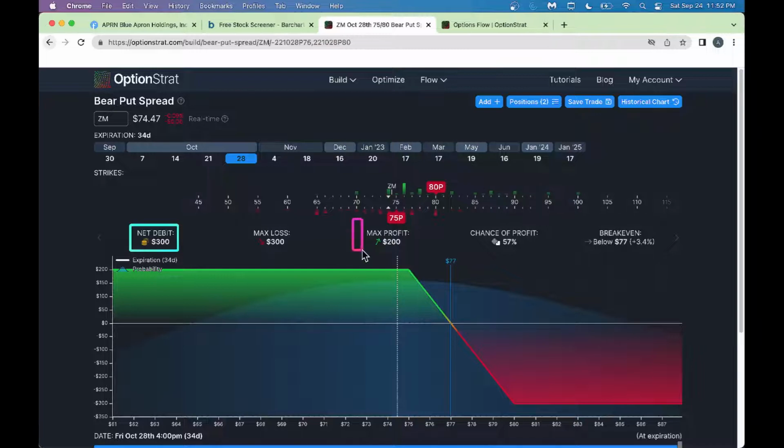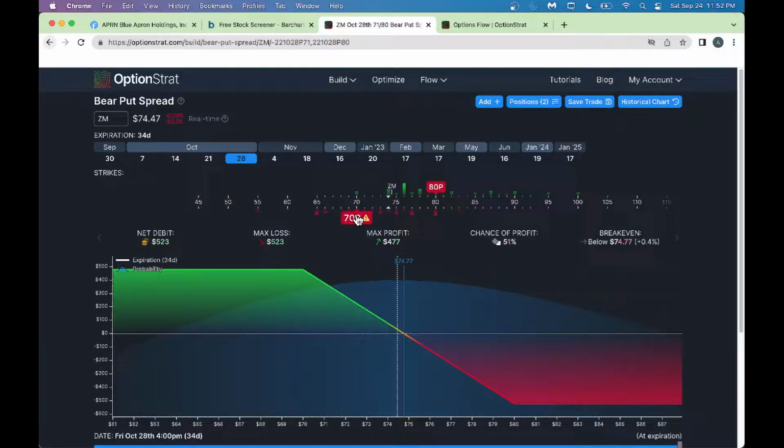Max profit is $200, as you can see here. Max loss is the entire money that you paid, as you see here. To make it a little bit more meaningful, instead of 75 here, you could even do $10 wide here. You could do 70 here. I can pull this all the way here. So now it becomes a $10 wide spread. The net debit is 523 here. And look, your max profit is almost the same.